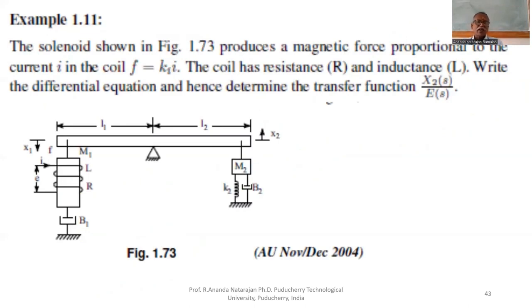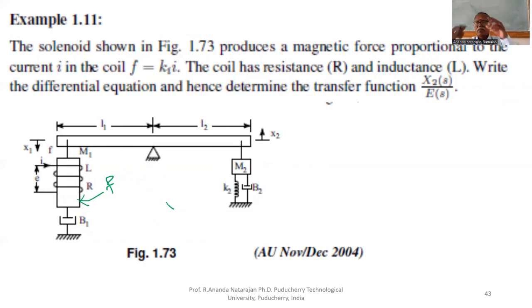The solenoid shown in the figure produces a magnetic force proportional to the current I in the coil. F is the coil. This is the coil, solenoid F. In that, a force is produced.